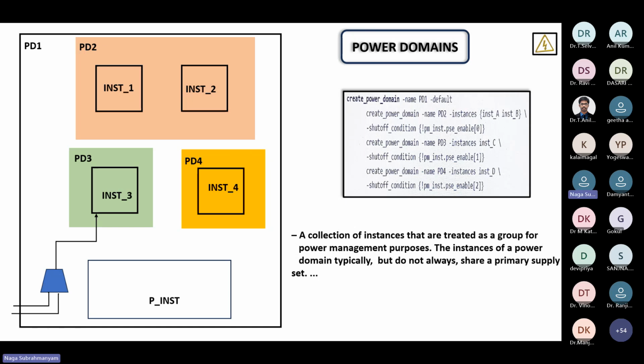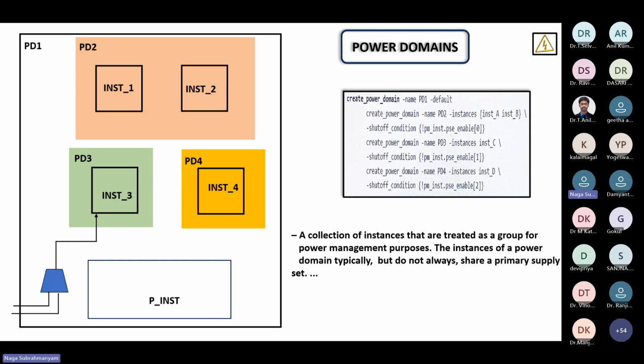In that, how many domains are there? Three domains are there. One is PD2. See, there is create power domain minus name PD2. Inside this PD1, there are three domains: PD2, PD3, PD4. A power domain is a collection of instances that are treated as a group for power management purposes. The instances of a power domain typically, but do not always, share a primary supply set.